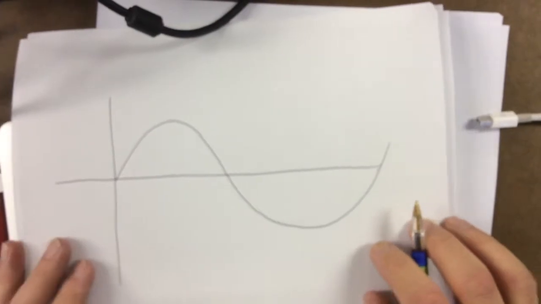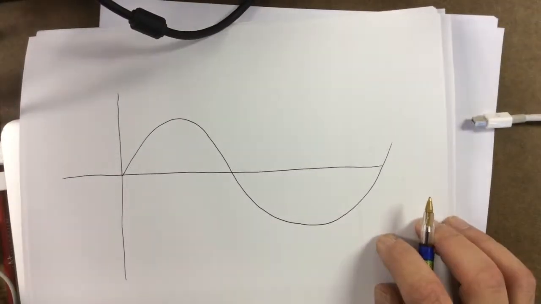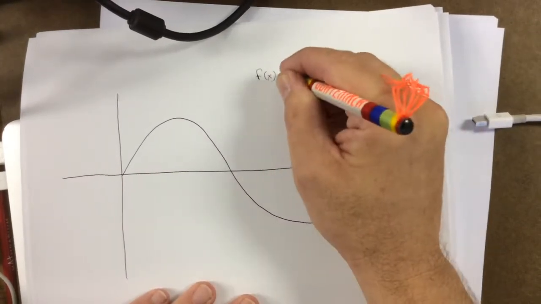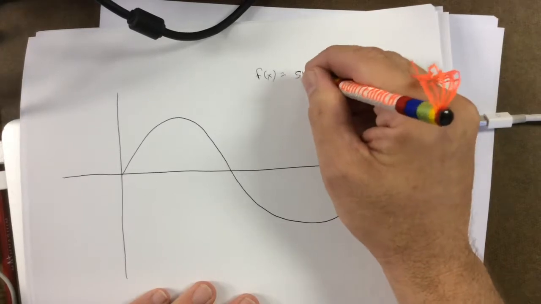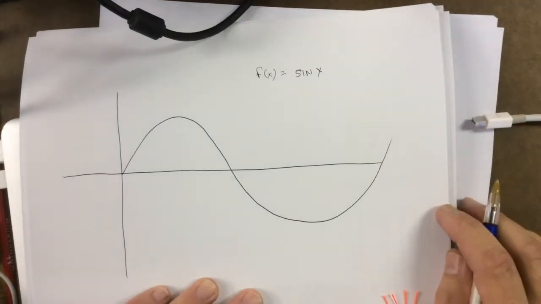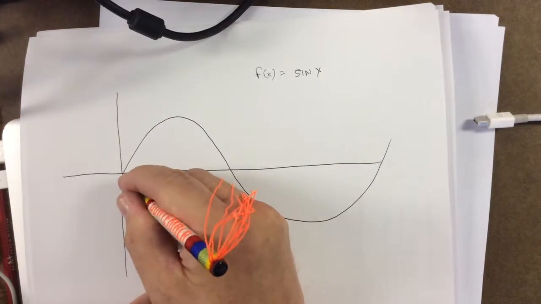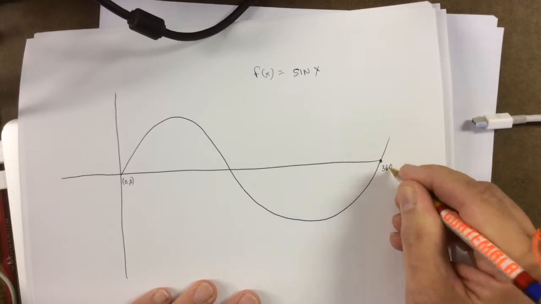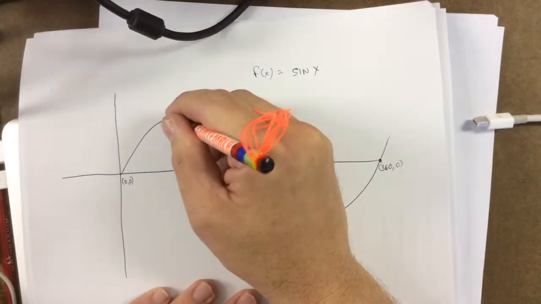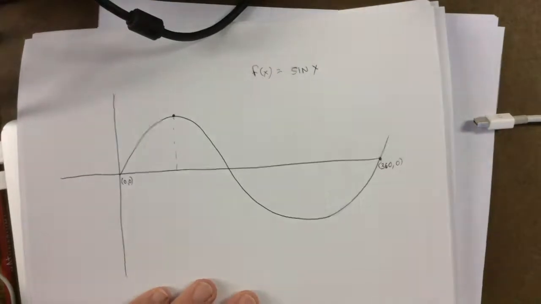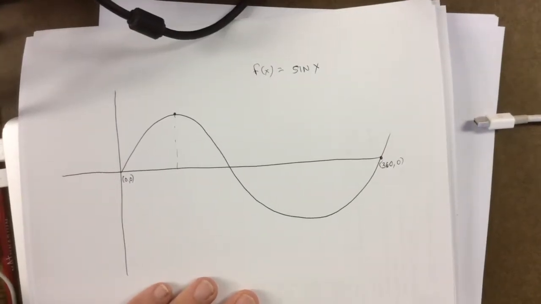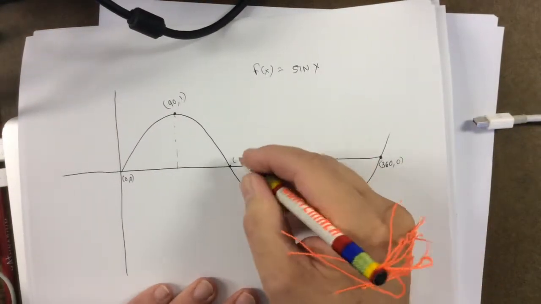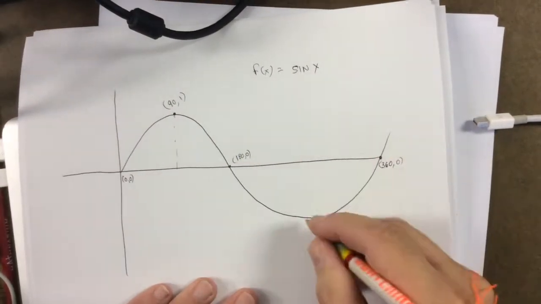That is a sinusoidal curve. If this is the parent curve, if f of x is equal to the sine of x, what do we know? We know that this here is (0, 0). We know that this over here is (360, 0). What are the coordinates of this point right here? (90, 1), right. This would be (180, 0). And this is -1.